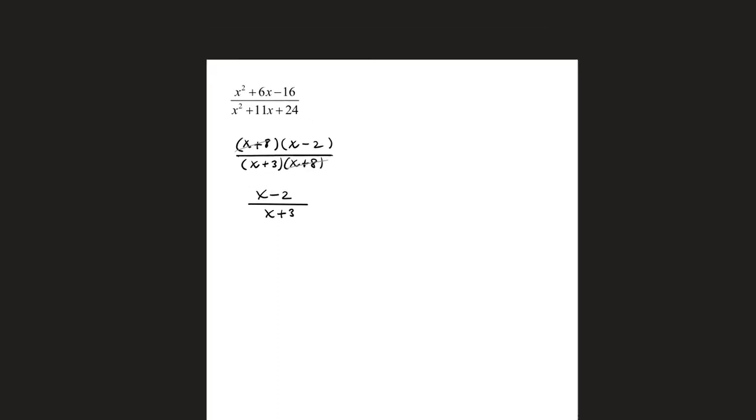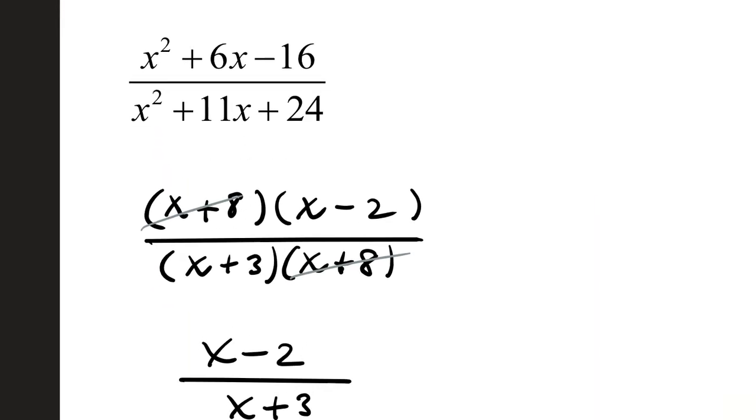Our final example, x squared plus 6x minus 16. This is pretty much a repeat type of problem from the last example. In the numerator, we have x squared plus 6x minus 16. We can factor with 8 and negative 2. 8 and negative 2 have a sum of 6 and a product of negative 16.